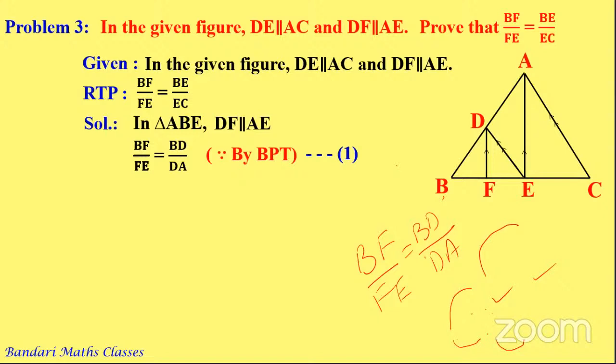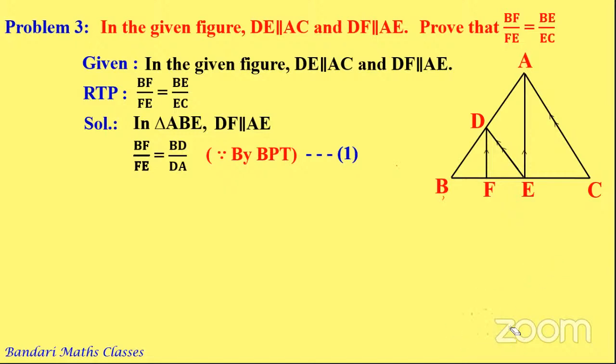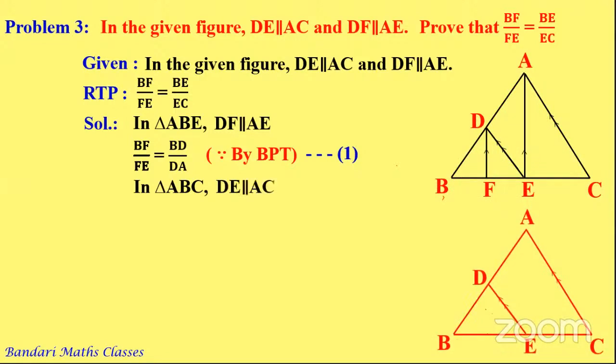Now I will switch over to the next triangle. What happens, please check. Triangle ABC, the big triangle. Immediately the color has changed, red color. DE is parallel to AC, double arrow. DE is parallel to AC.